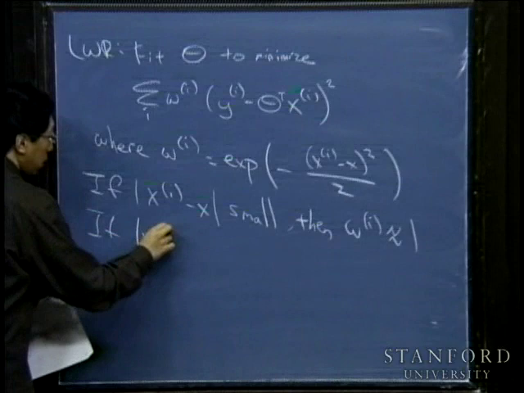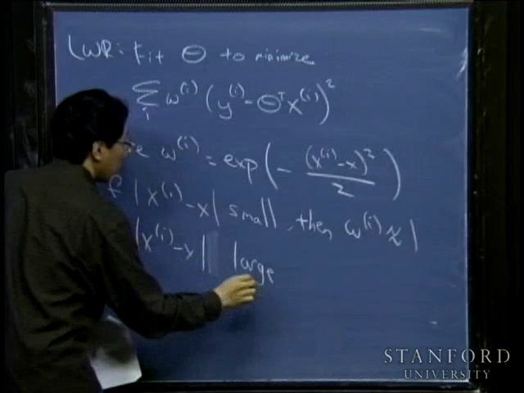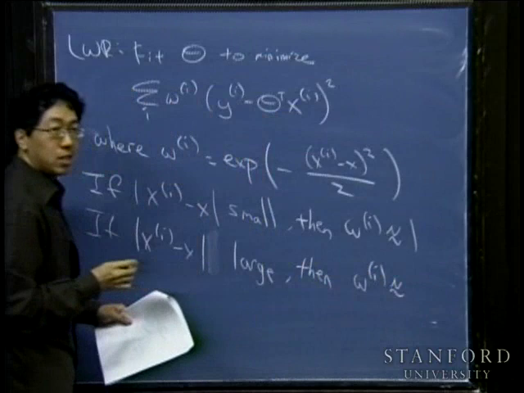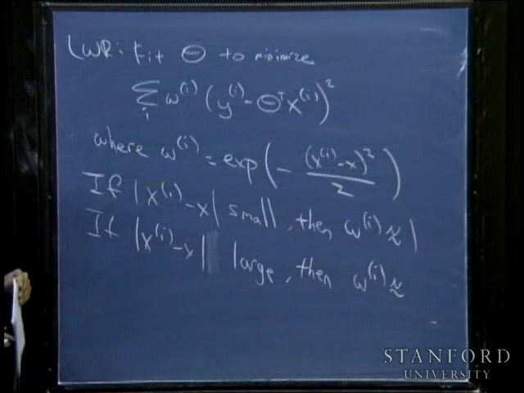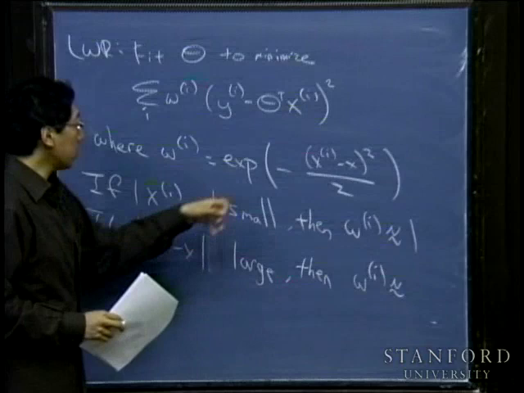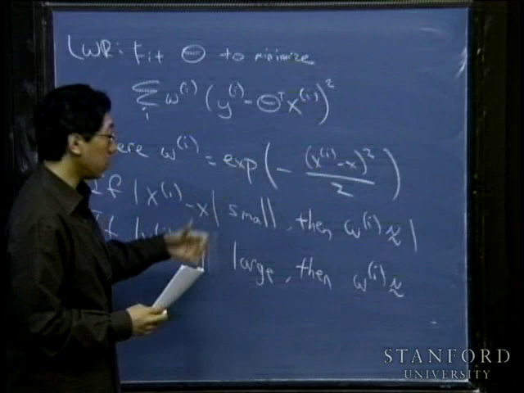Conversely, if x^(i) minus x is large, then, I don't know, what would w^(i) be? Zero, right? Close to 0. Cool, right? So if x^(i) is very far from x, then this is e to the minus of some large number. And e to the minus some large number would be close to 0. Okay?